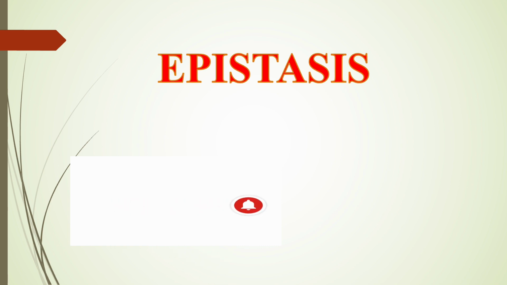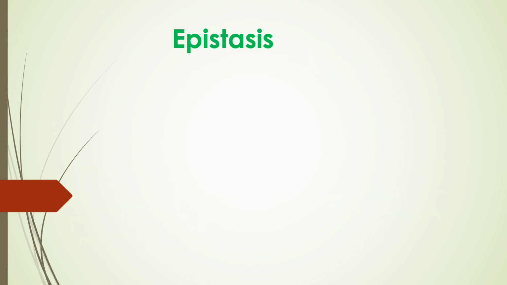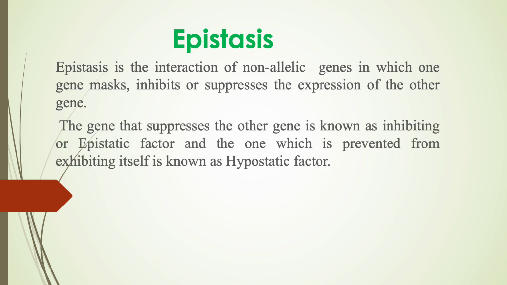Today I am going to present to you another important topic in genetics, epistasis. So let's first define epistasis. Epistasis is the interaction of non-allelic genes in which one gene masks, inhibits or suppresses the expression of the other gene. The gene that suppresses the other gene is known as the inhibiting or epistatic factor, and the one which is prevented from exhibiting itself is known as the hypostatic factor.